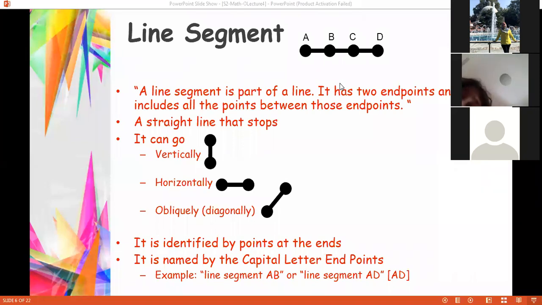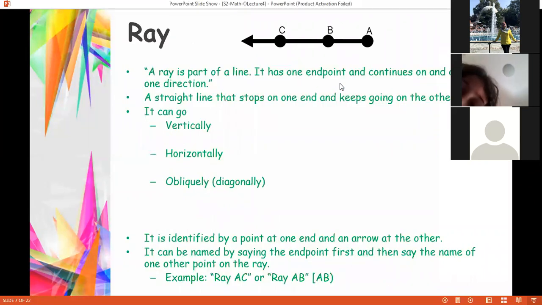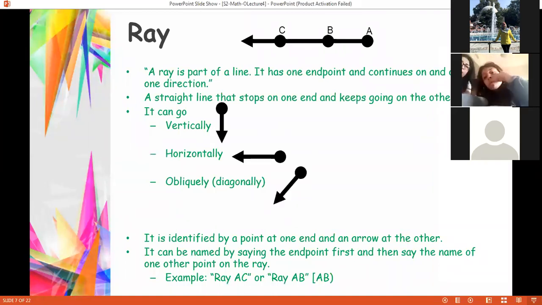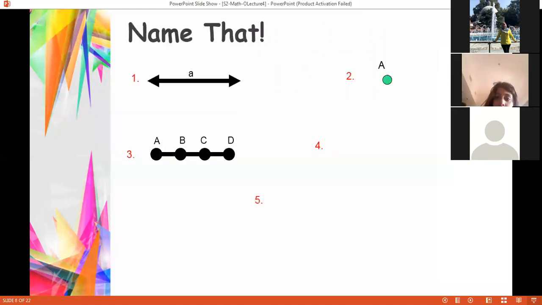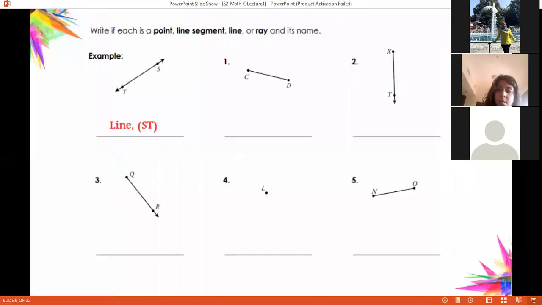Okay. So now the ray. It's a part of a line also, but it has only one endpoint and an arrow in the other direction. Also it can go vertically, horizontally, or obliquely. The ray also has two capital letters, AB, but it's closed at one end and open on the other. And we did this exercise where we identified the points, the rays, and the lines.